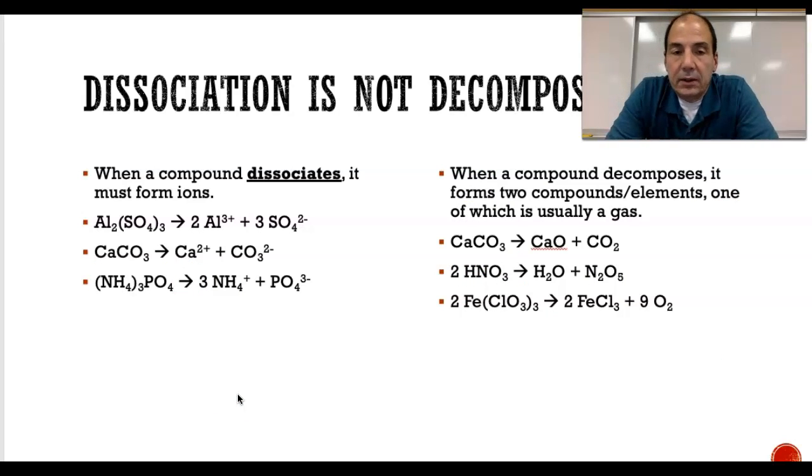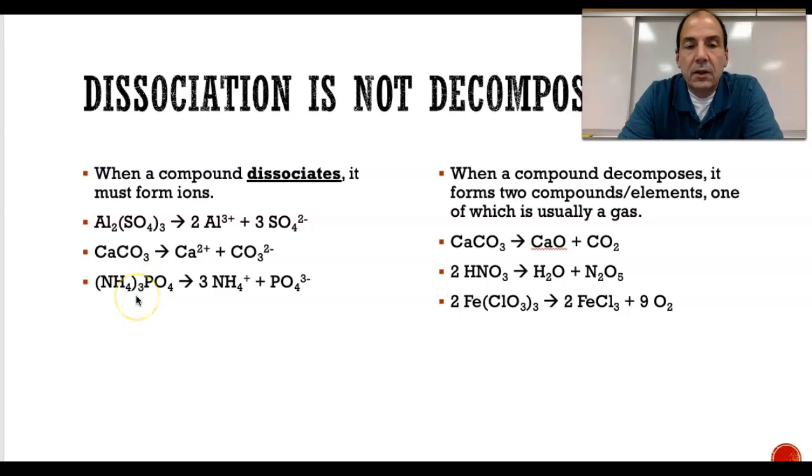Please, again, keep in mind, dissociation is not decomposition. A lot of people look at things like this and tell me that when it dissociates, I'm going to get 2 aluminum ions, 3 sulfur ions, and 12 oxygens. No, you're thinking of decomposition a little too much.